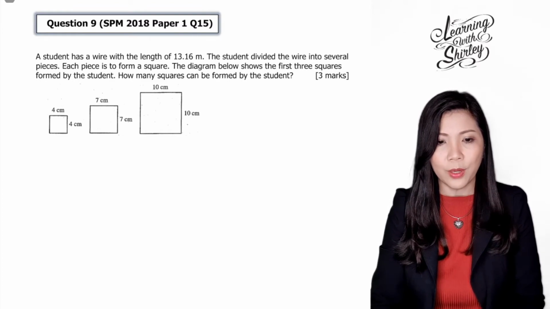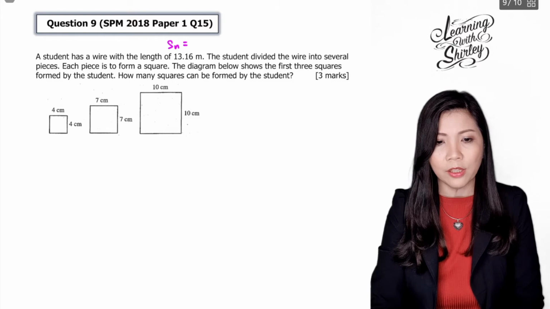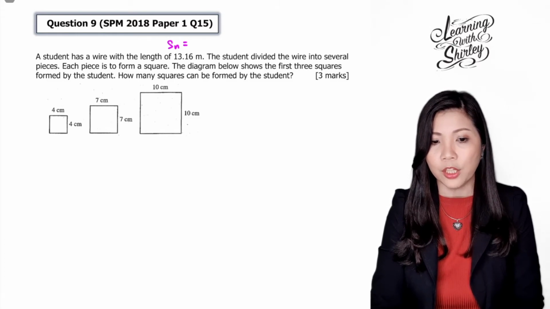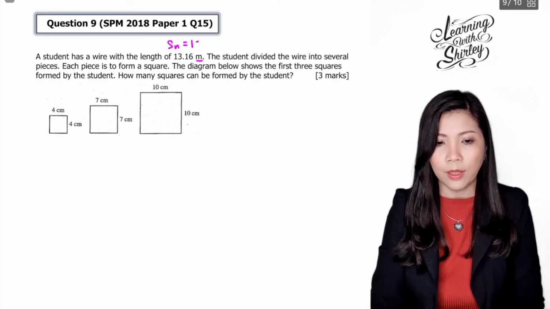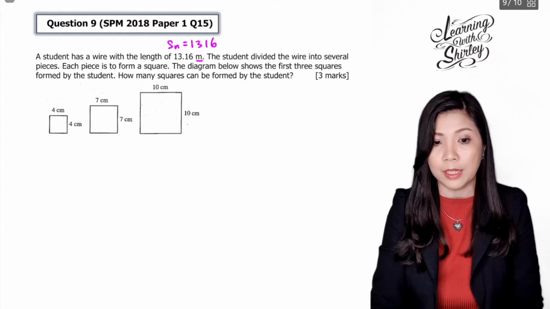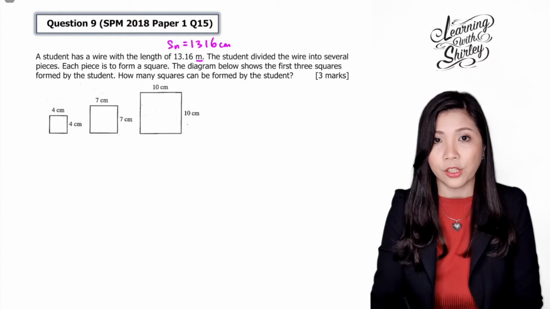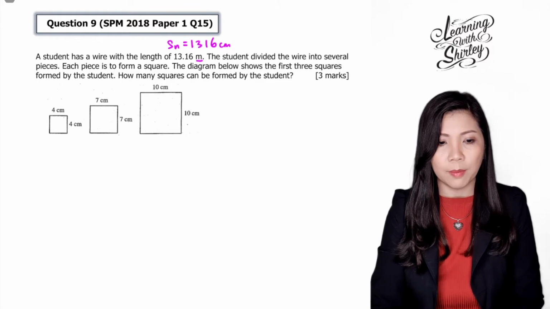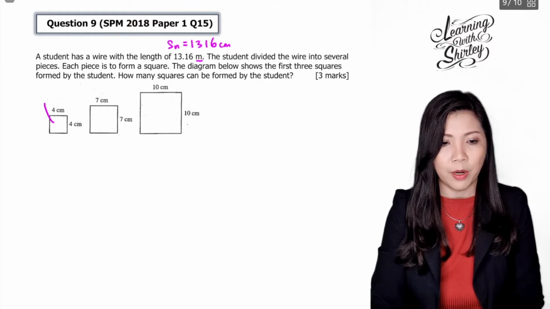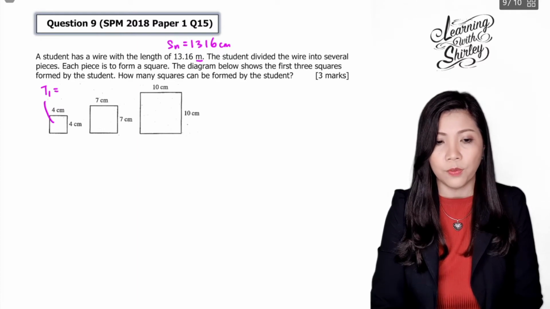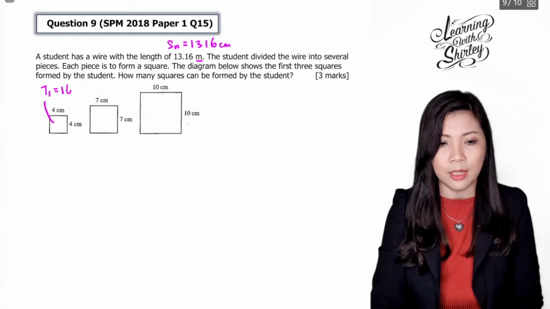So what is given to you is the Sn here. Because the dimensions in the squares are in cm, we have to change this meter into cm. So we times 100, and we'll get 1316 cm. Now we're going to find the progression by using the perimeter of the squares. We find the perimeter for the first one, which I label as T1. The perimeter for this is 4 times 4 sides, so it's 16.